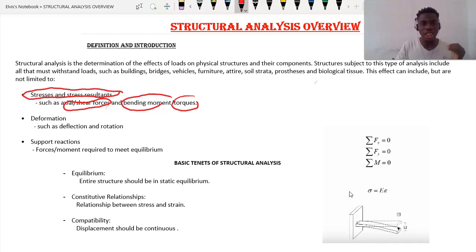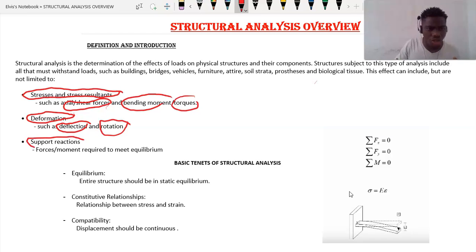Also guys, this structure is going to try to deform, okay, because the structure is experiencing load. Whenever a structure is experiencing load, what do you expect, guys? The structure is going to deform. Okay, so guys, this deformation is going to result in deflection. Okay, the structure is going to try to deflect, and the structure is also going to try to rotate. So this is rotation.